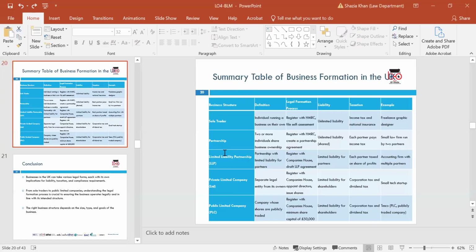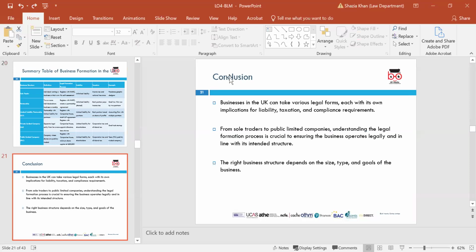So in summary, the table identifies the sole trader with reference to definition, legal formation process, liability, and taxation. An example for partnership, shareholder, limited liability partnership, private limited company, and the public limited company, which we've gone through, each element of it and what legal requirements apply. So businesses in the UK take legal forms, have different elements to them, and they must comply with these.